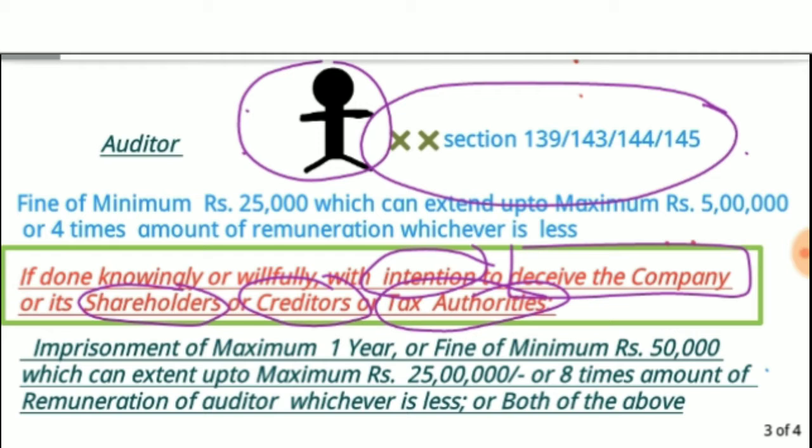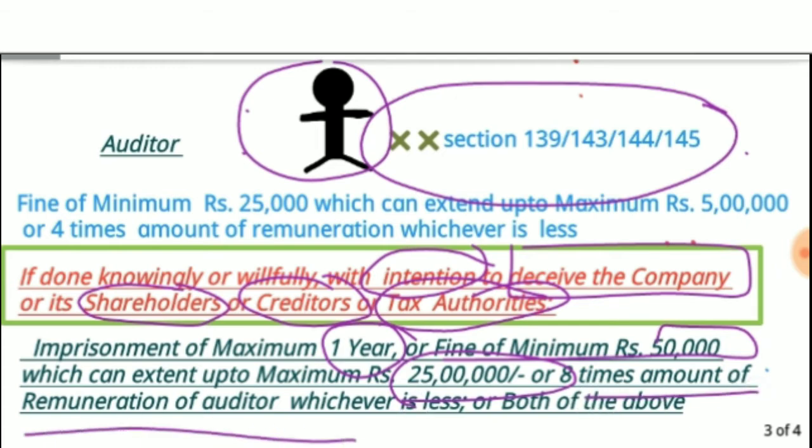In that case, what will happen? He is punishable with imprisonment of 1 year or a fine of minimum 50,000, which can extend up to 25 lakh or 8 times the remuneration. He is doing something very serious, a serious fraud has been done in this case, so the penalty amount will be very high.